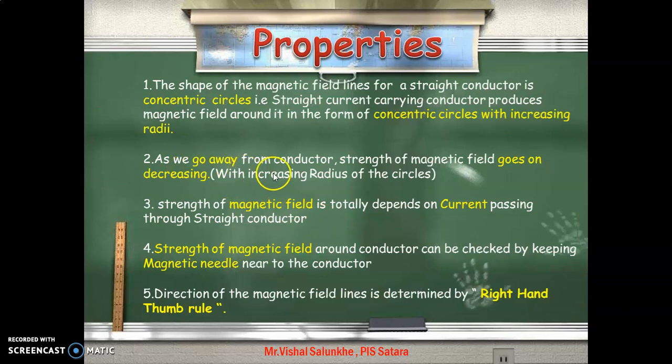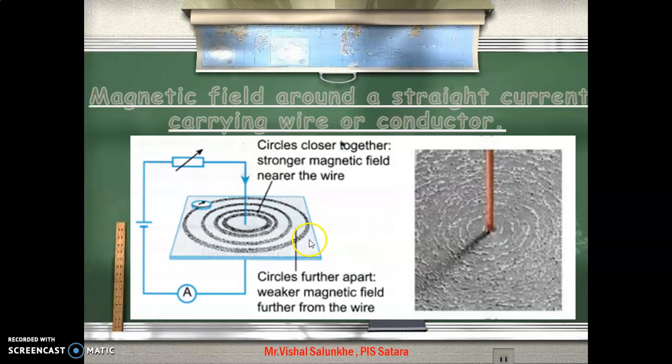Then, as we go away from the conductor, the strength of the magnetic field goes on decreasing with increasing radius of the circle. If you go away from the conductor, the radius of the concentric circles goes on increasing. It indicates that the magnetic field near the conductor is large, and as we go away from the conductor, the magnetic field is very less. Means the magnetic field is inversely proportional to the radius of the concentric circles.